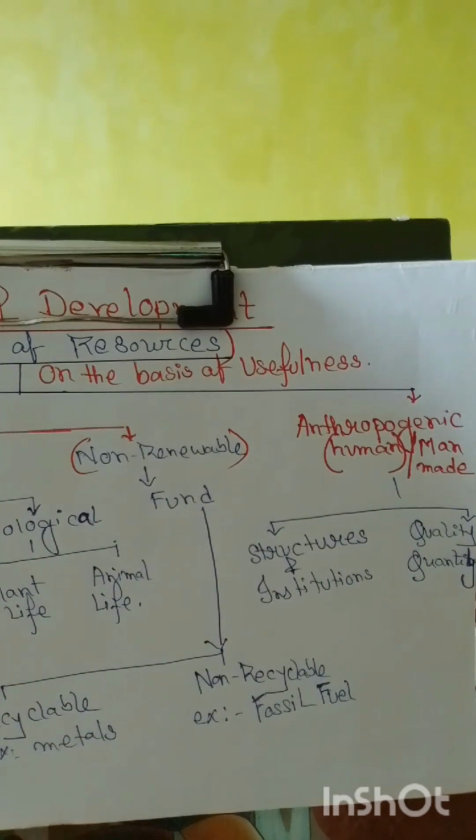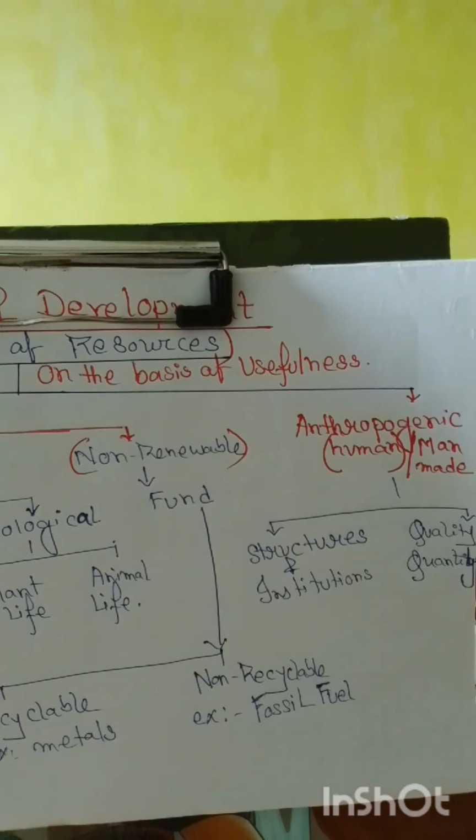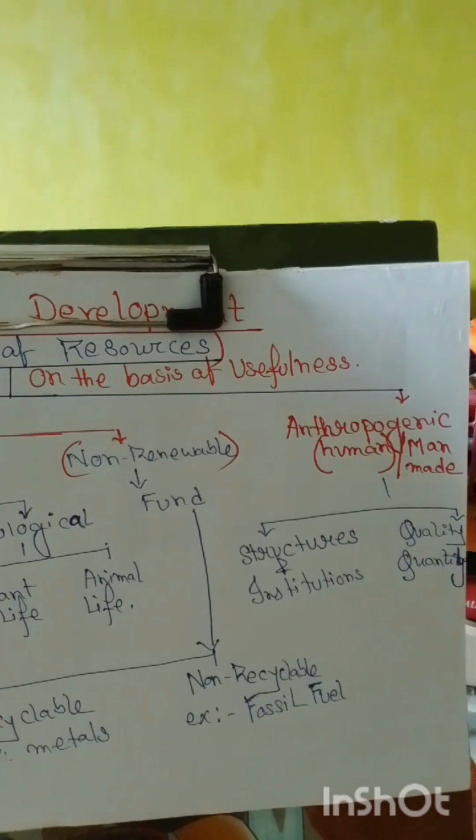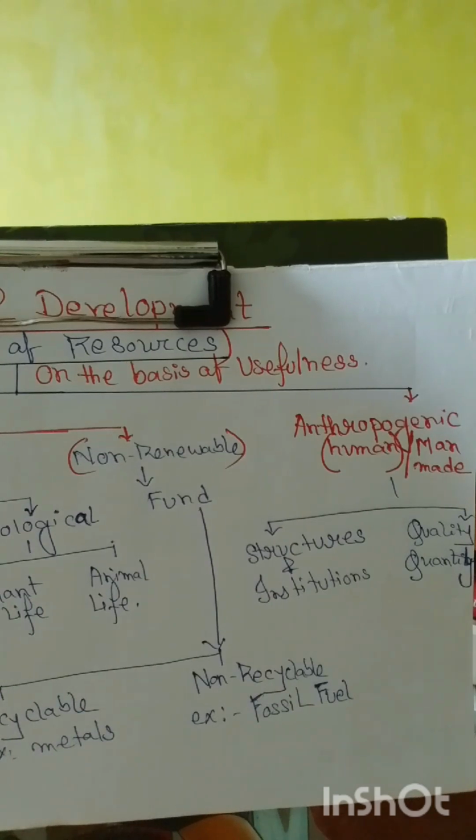structures or institutions. That means the structures man has made, like hospitals, factories, technological parks. These are the structural institutions made by man to modify the natural resource, to make it more useful for human beings. The other one is quality and quantity, the qualitative human being and the quantitative human being. Like the Indian population is huge in quantity, but if you consider the quality, that is not so good.